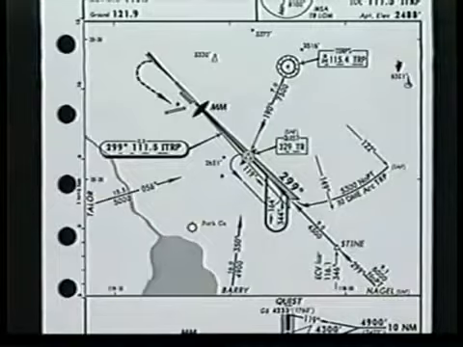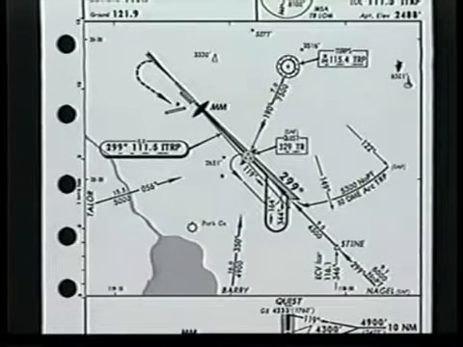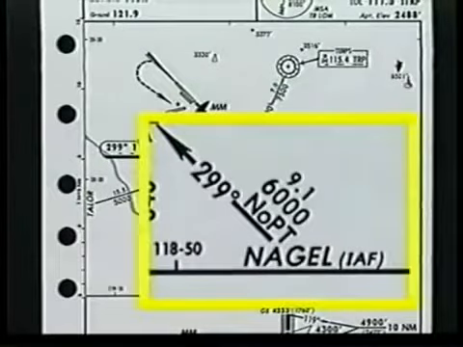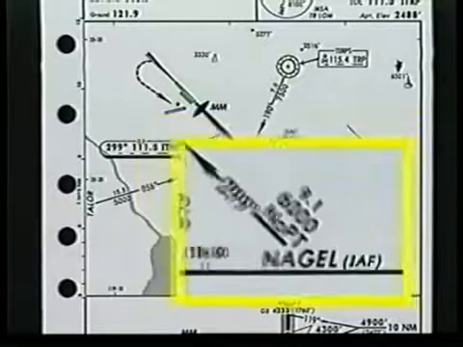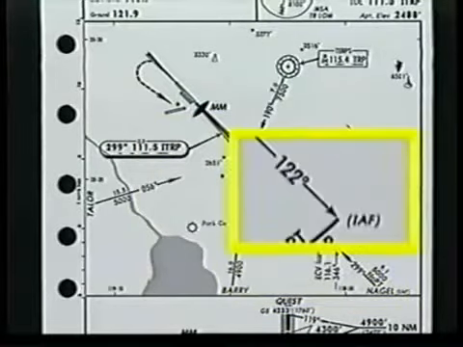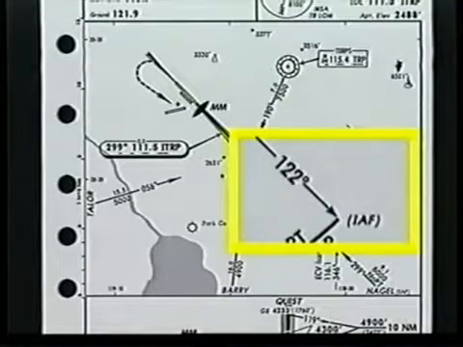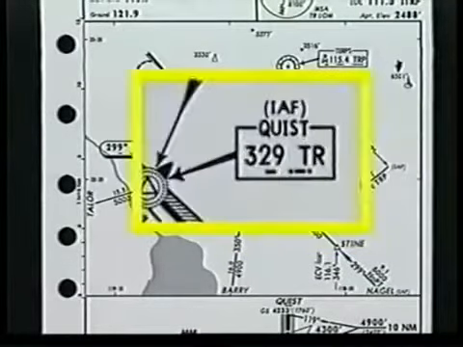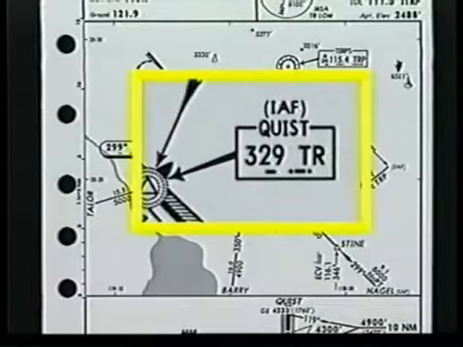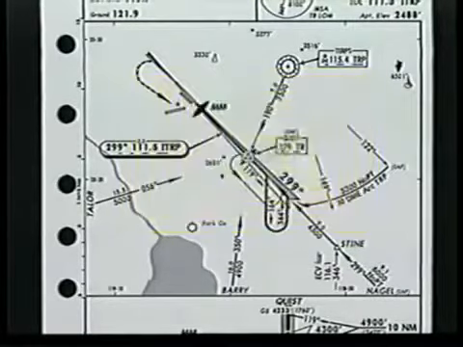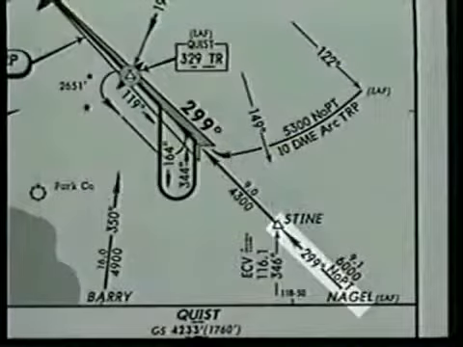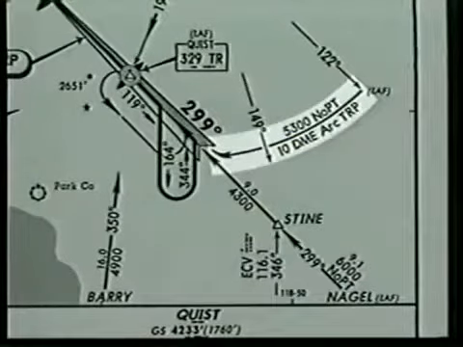The initial approach fixes are indicated on the plan view with the notation IAF. In this example, there is an initial approach fix at Nagel intersection, and another on the DME arc at the 122-degree radial of the TERPS VOR. There is also one located at Quist. An initial approach segment is shown extending from each of these IAFs.